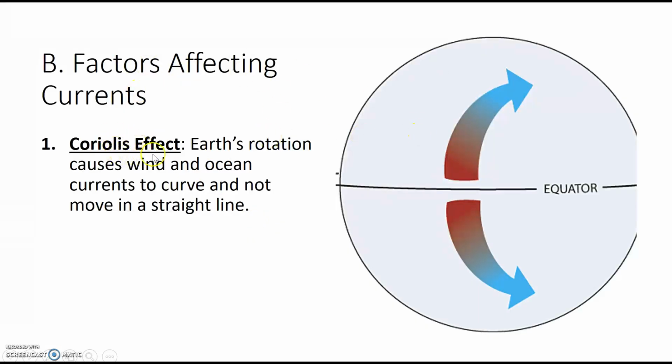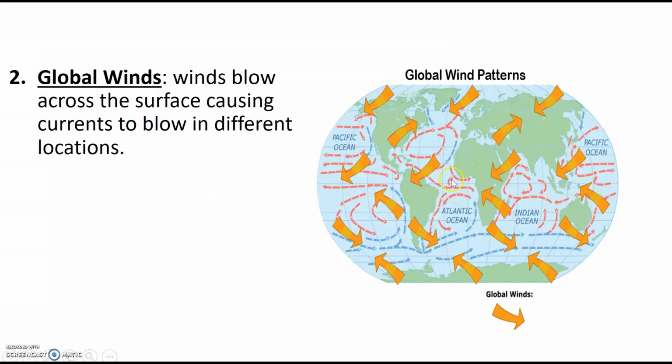The first one is the Coriolis effect. Remember that the Earth is rotating, and it's going to cause winds and ocean currents to curve instead of moving in a straight line. So as the Earth is moving, that's going to cause the oceans to curve in either east or west, depending on the global winds.